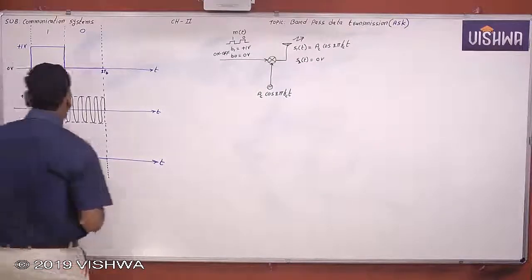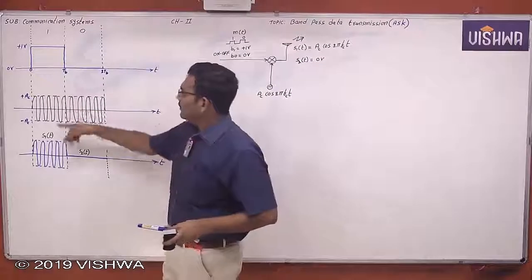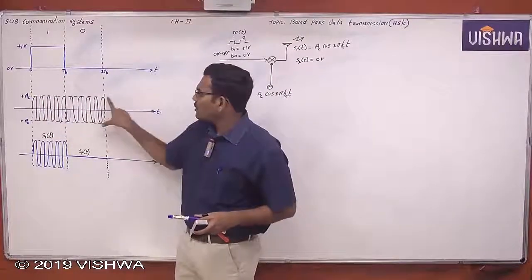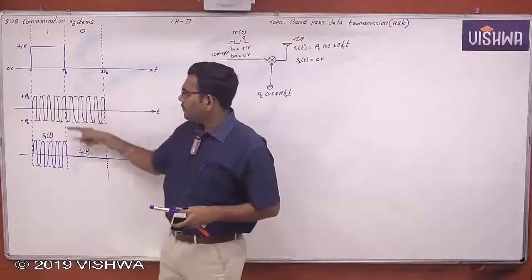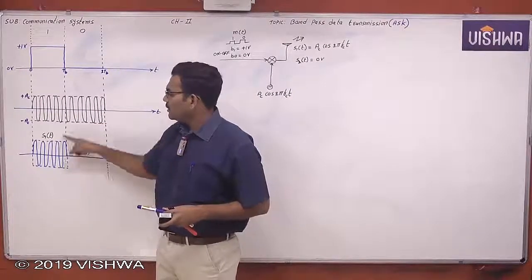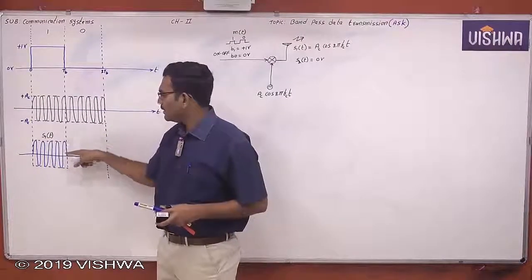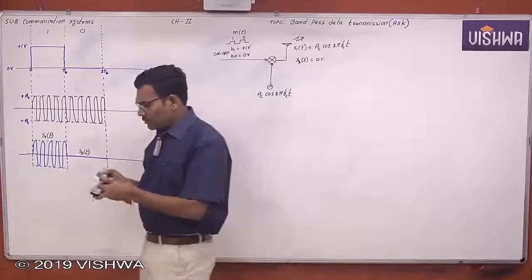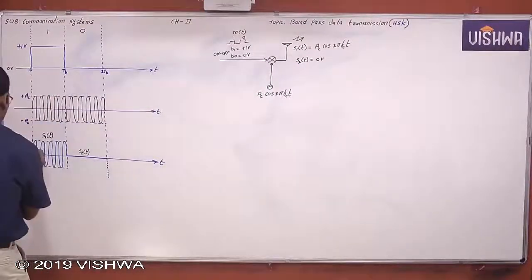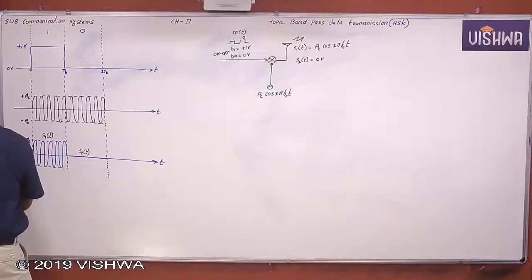See here, the amplitude of the carrier before modulation is constant, right? But the amplitude of the carrier after modulation is changing. Here it is AC, but here it is 0 volts, right? So what is this? This is nothing but an amplitude shift keying signal, an ASK modulated signal.